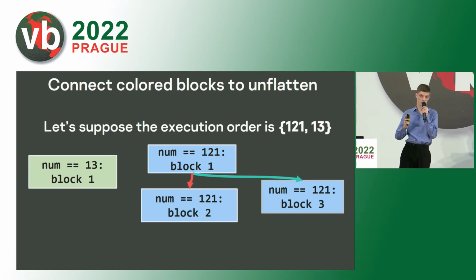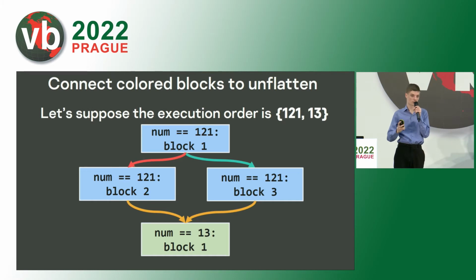In order to connect the blocks in the correct order, we have to attach the blue block number 2 to the green block number 1, and the blue block number 3 to the green block number 1. And if we do that, we'll obtain something like this. And this is the control flow graph for the unobfuscated function. Now, all we have to do is convert this graph to C# code, and we'll obtain the unflattened function.